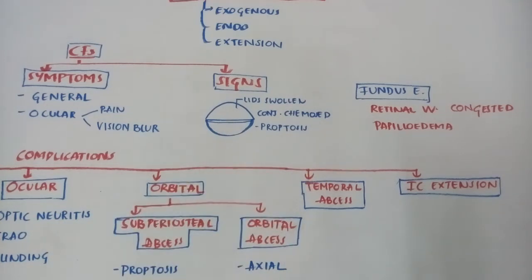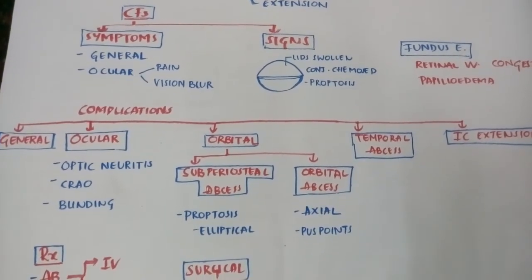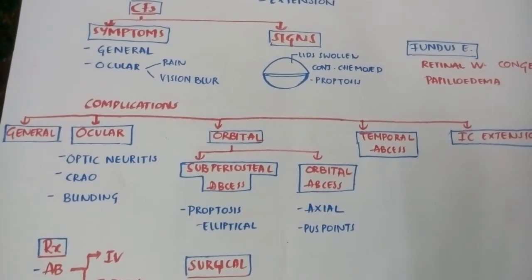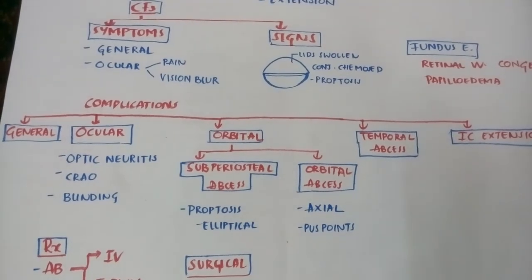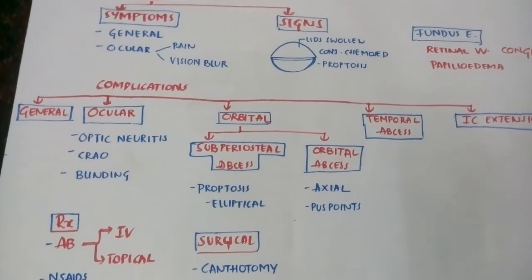On doing fundus examination, the retinal veins are congested and there are signs of papilloedema. These features are also seen in cavernous venous sinus thrombosis. And the complications are general septicemia, ocular complications, orbital complications, temporal abscess, intracranial extensions.